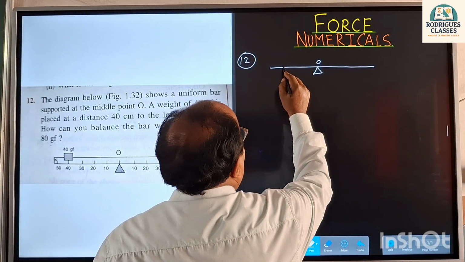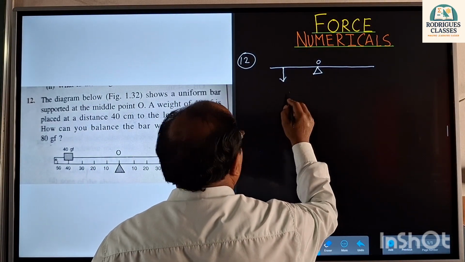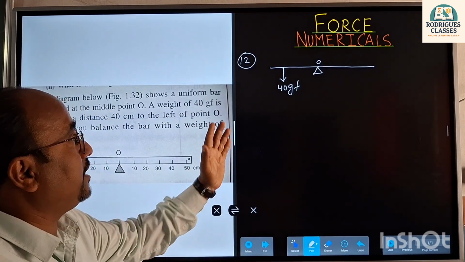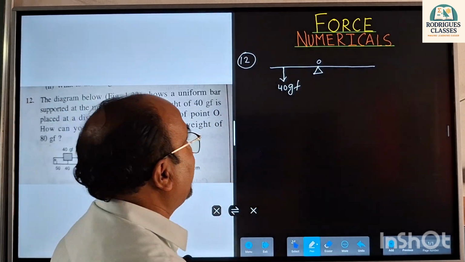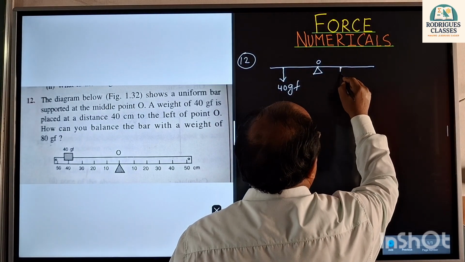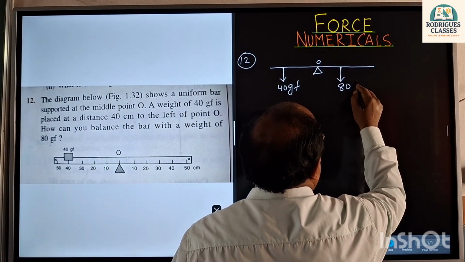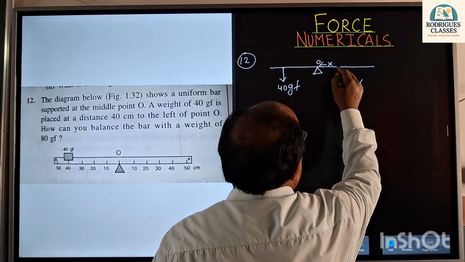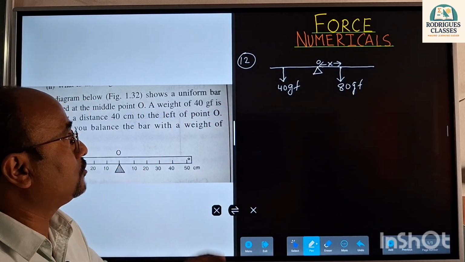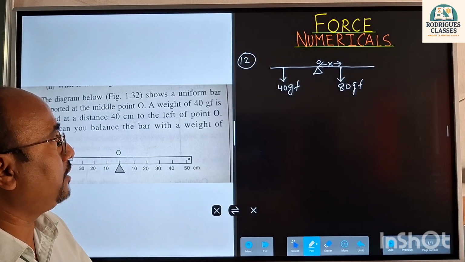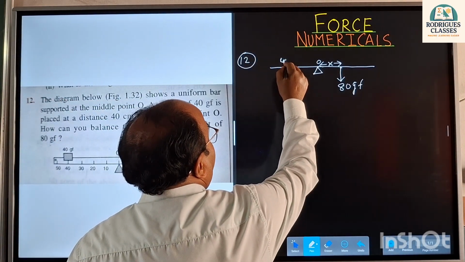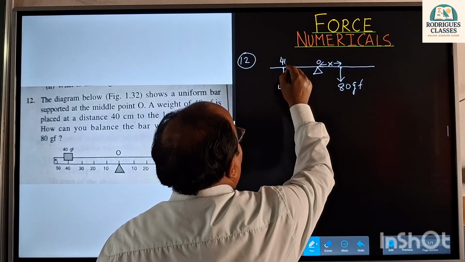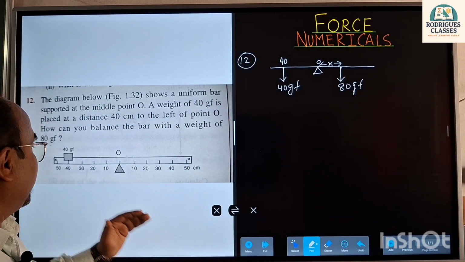And at 40 it is 40 GF. Okay, now we have 80 GF to put on this side. So I am putting it at, I think, this place, 80 GF, and I will be taking this distance as X. Okay, so now in this case it is balanced. And here I should write 40 because it is hanging from the 40 mark. So now my diagram I have just copied.